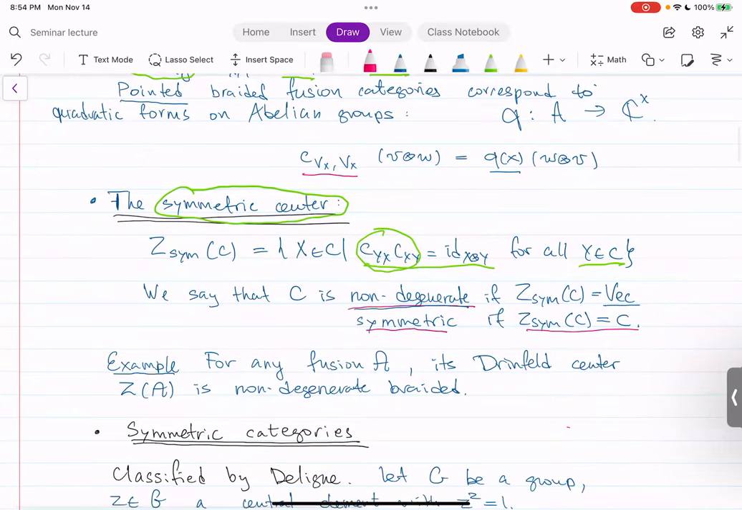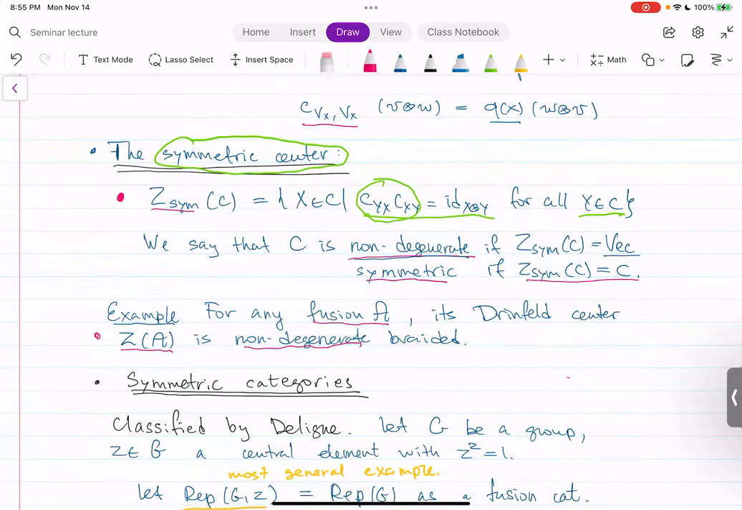Okay, one important example of a non-degenerate category is constructed as follows. For any fusion category A, there is a construction called the Drinfeld center, which takes A and produces a non-degenerate braided fusion category. So one has to distinguish these two centers. They are both called centers, but they're very different. This one is the symmetric center, and this one is the non-degenerate center. Any questions? All right, I'll move on.